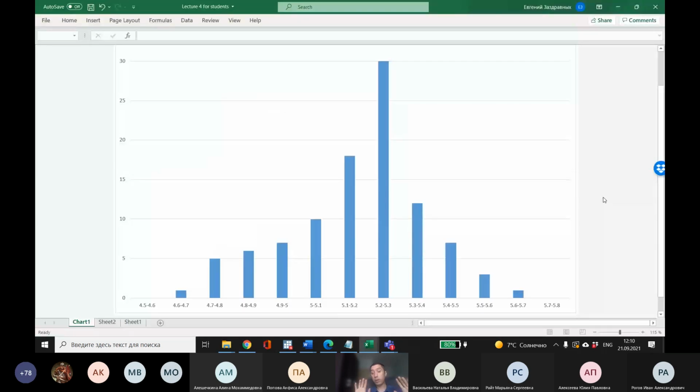Well, what we have? First, our distribution looks like a bell-shaped distribution. There is no huge skewness in our distribution. Also we see that most of our sample averages are concentrated around the population average. Population average is 5.18, and we see that most of our sample averages are around this number.